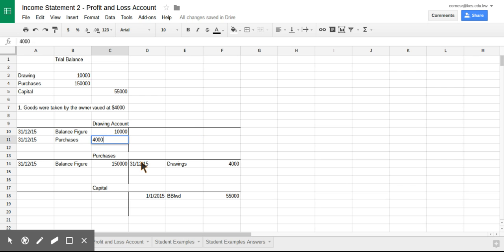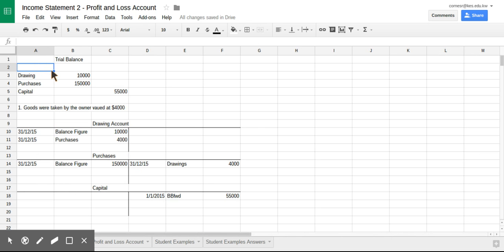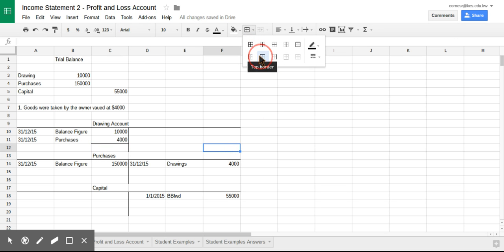Now, the other slight anomaly that you need to be aware of is what we do with the drawings account at the end of the year. We balance it off the way we normally would. What we're going to do is put the totals in, like we've done with every other type of account. The totals on our drawings account here are going to be 14,000. It's not a difficult sum to do. And we're going to put 14,000 on each side.